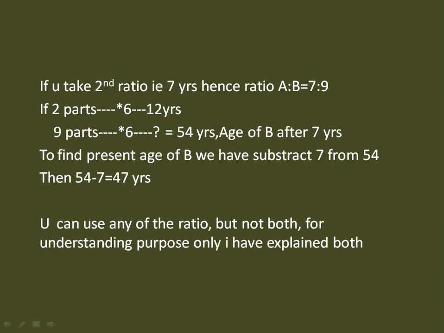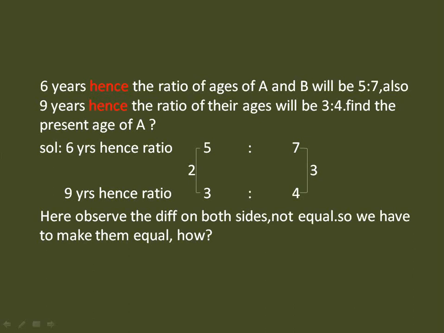6 years hence, the ratio of ages of A and B will be 5:7. Also 9 years hence, the ratio of their ages will be 3:4. Find the present age of B. Simple. Write down the ratios first one by one. 6 years hence ratio 5:7. 9 years hence ratio 3:4.